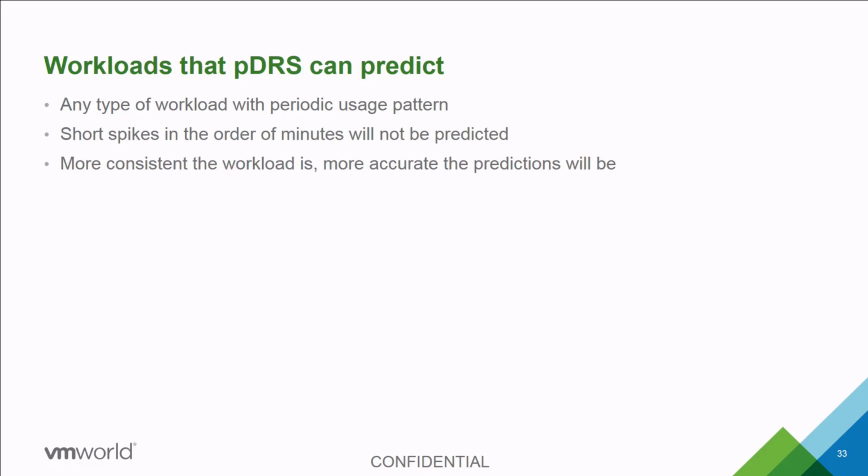And the more consistent your workloads and your workload patterns are, the more accurate your predictions will be. For example, all your workloads will start around 9 o'clock on a weekday and then end around 5 o'clock. That's a consistent pattern all the time. So those kinds of workloads will be predicted more accurately.